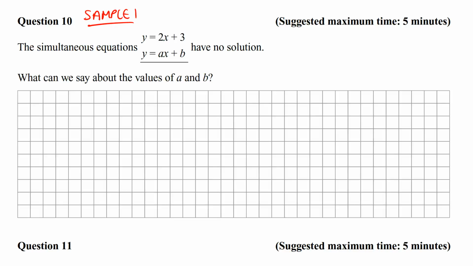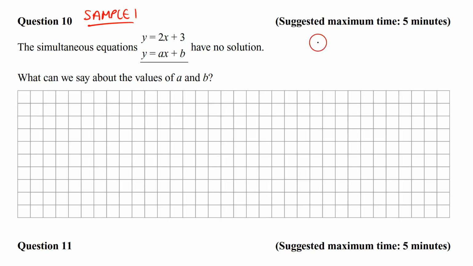Okay, so we're given two simultaneous equations and we're told that these two equations have no solution. Now they're both lines, so y equals 2x plus 3 has a slope of 2, or a rate of change of 2, and a starting value of 3. So a rate of change of 2 or a slope of 2 and a starting value of 3.